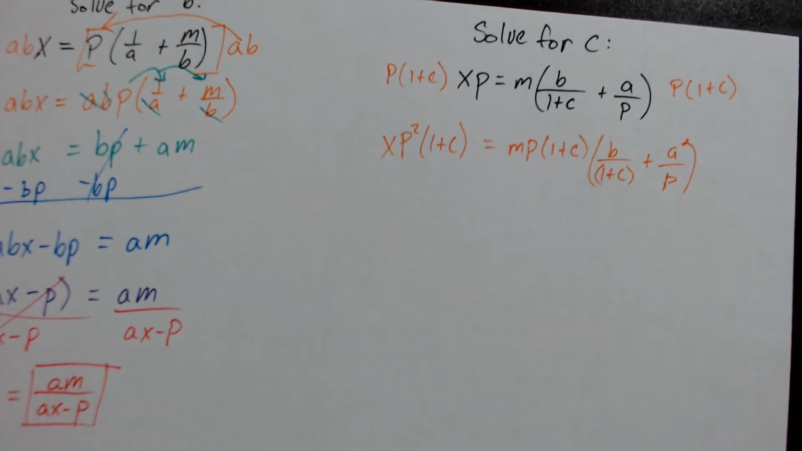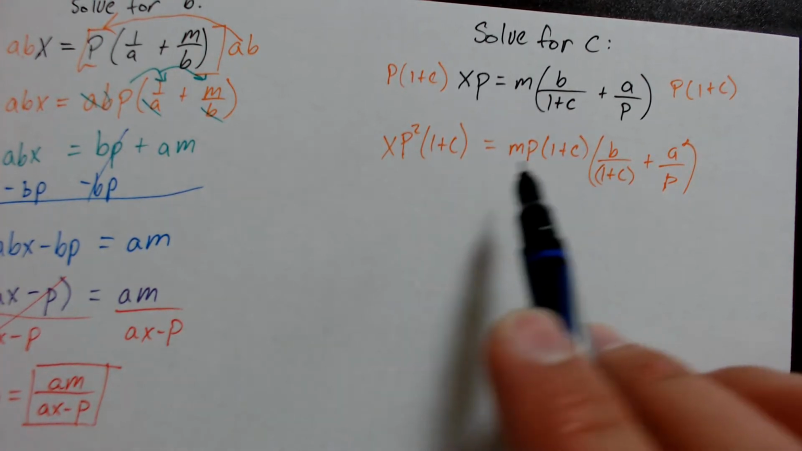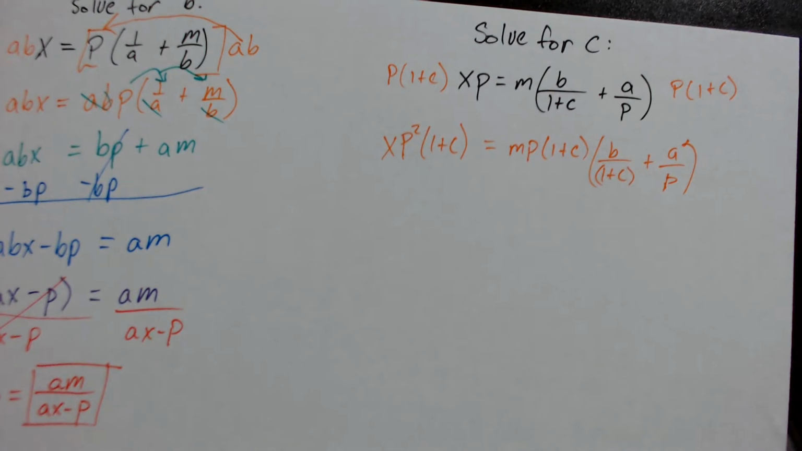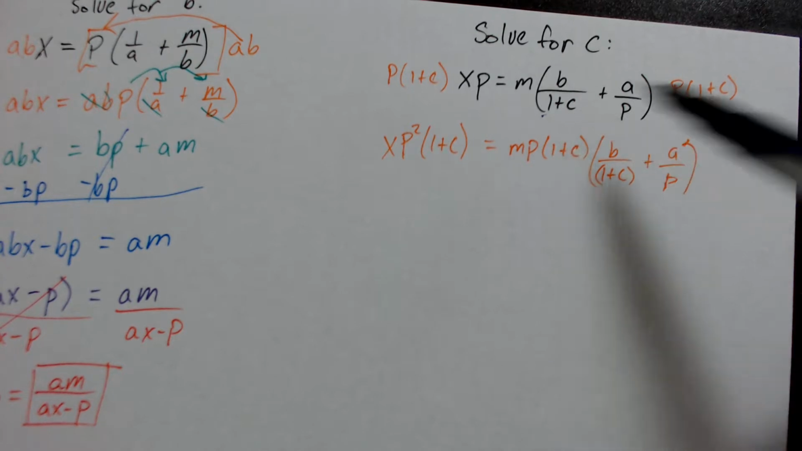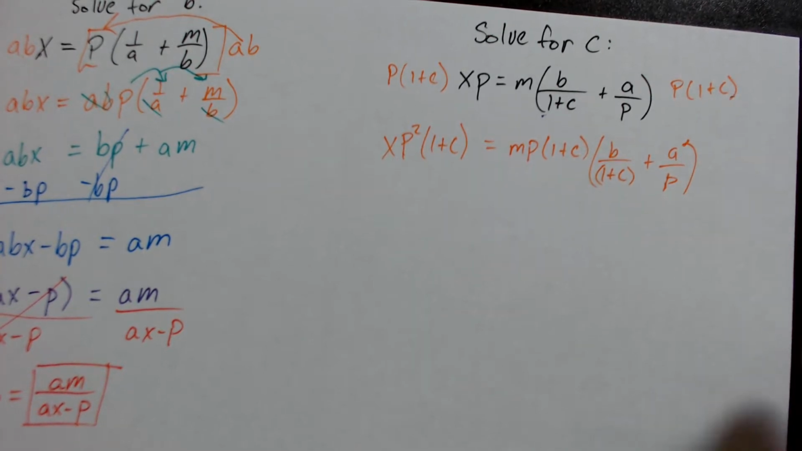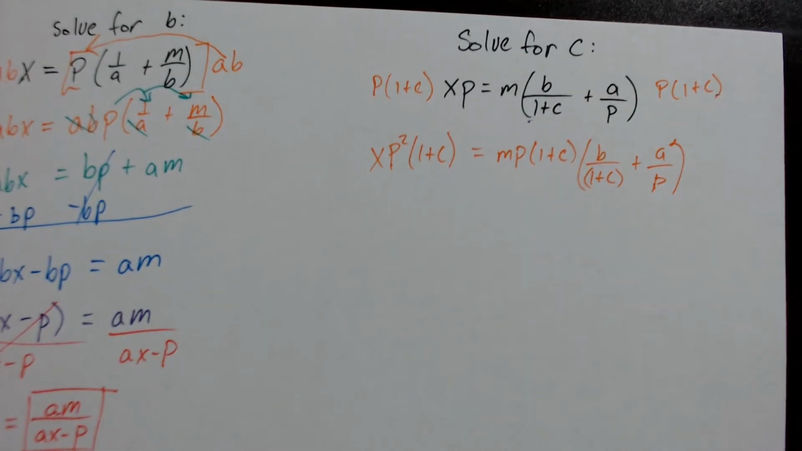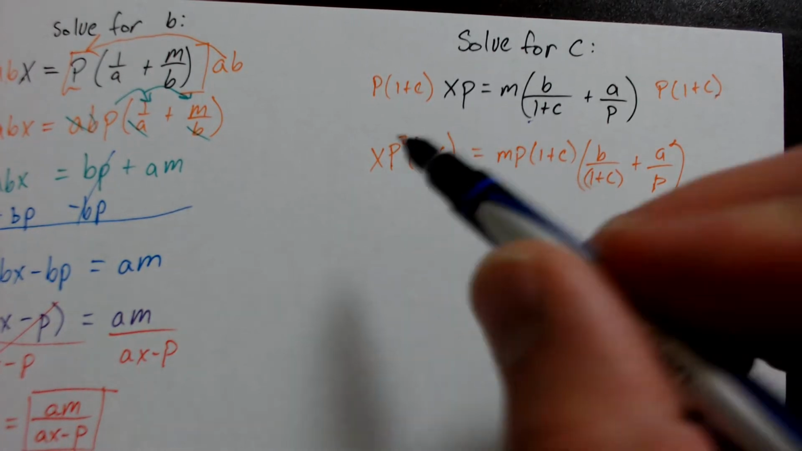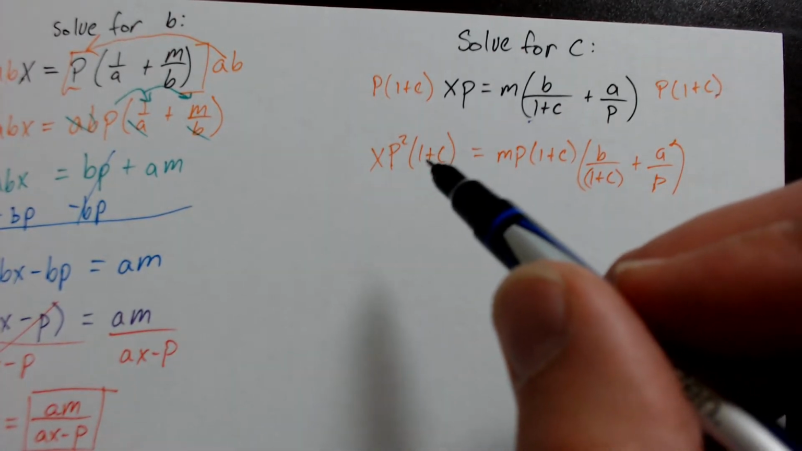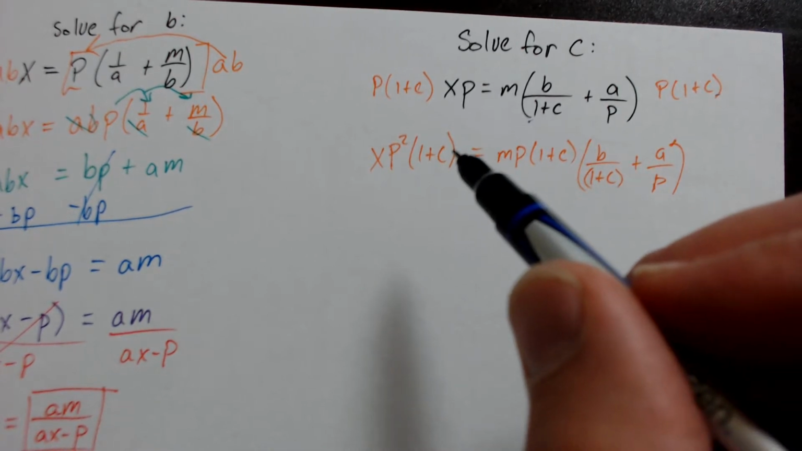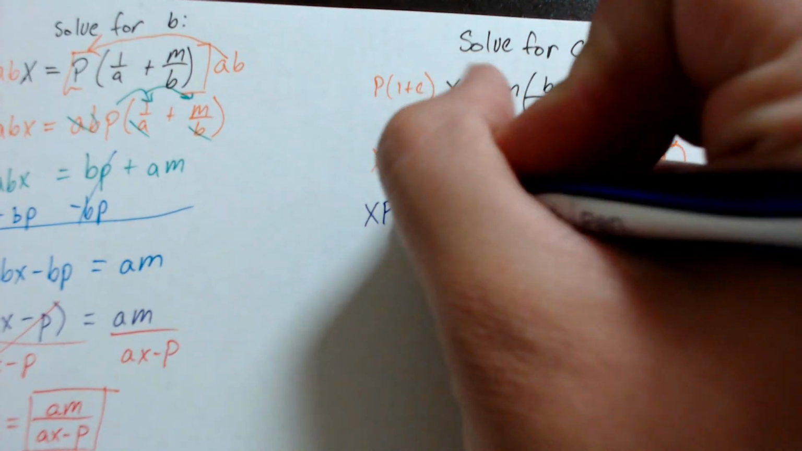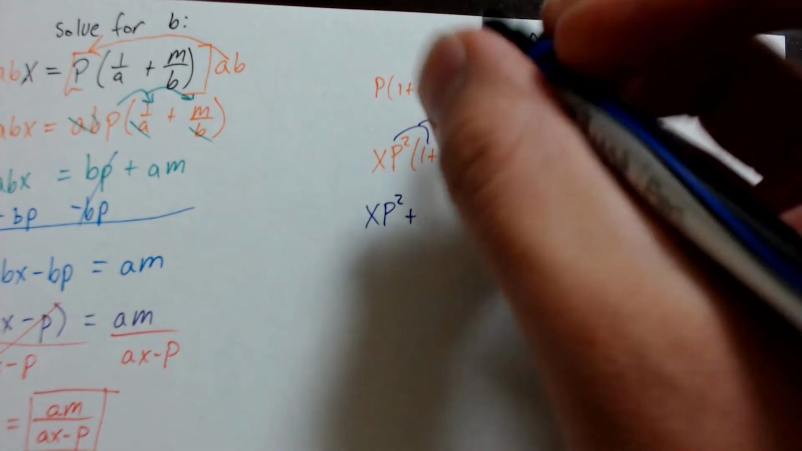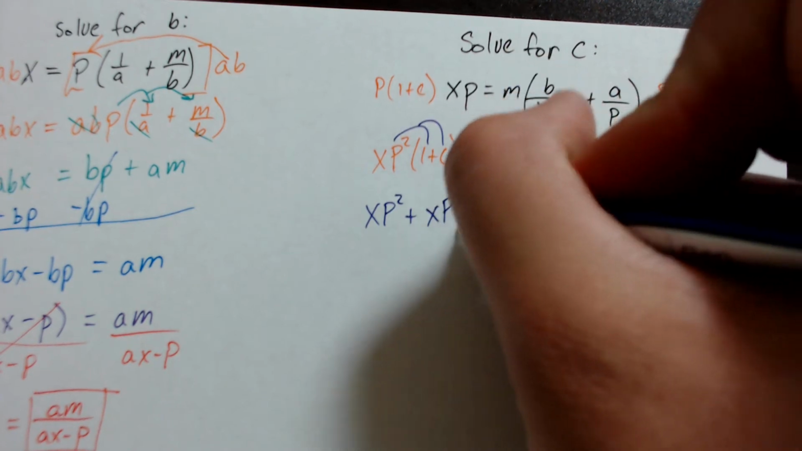Now, this extra polynomial, this 1 plus C, might confuse you, but it's pretty simple. Just keep it inside its parentheses, and then treat it like one term. And then again, the parentheses are something that you have to see intuitively. When you have a polynomial in the denominator, you should instantly want to put parentheses around it, so that way you can treat it like one term. So, for this left side, we'll just go ahead and use distributive property. That's going to become xp squared plus xp squared c.